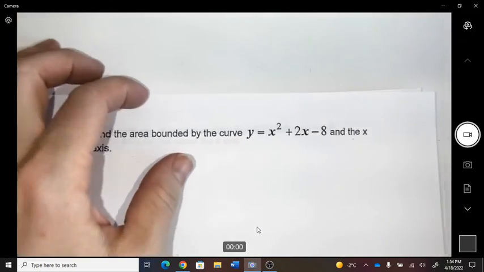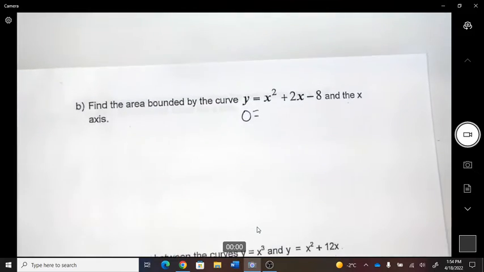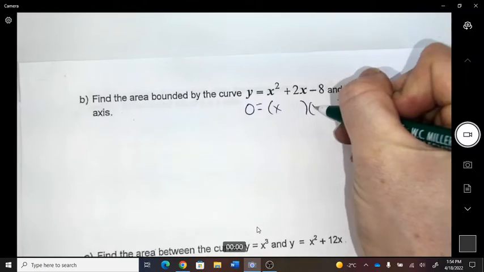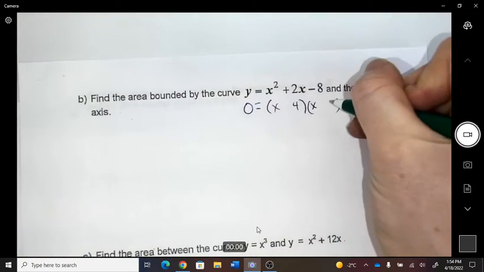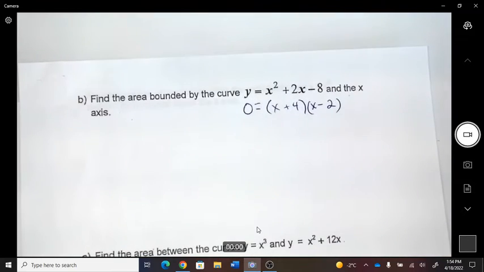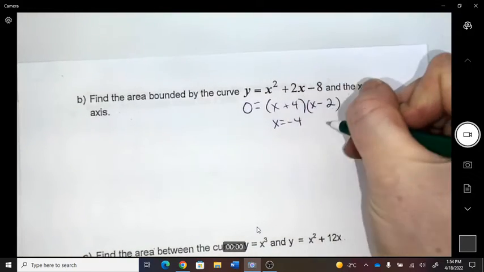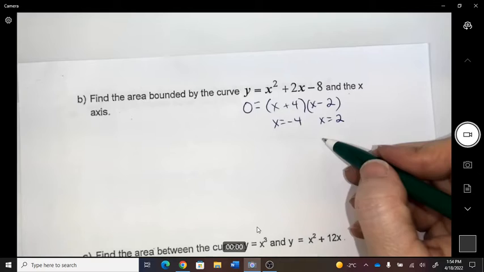So this type, I don't have my numbers, so I actually have to figure out where it equals the x-axis. So 0 equals, and then I'm going to recognize that I have a simple trinomial. Okay, so there's my simple trinomial. I think on your test I make you draw a sketch. So what do you know here?